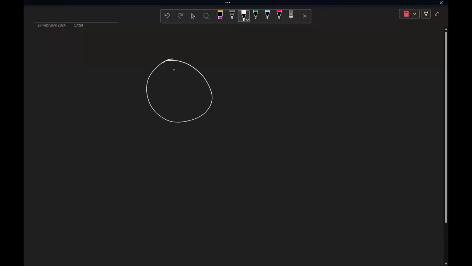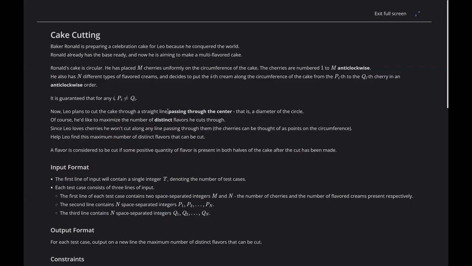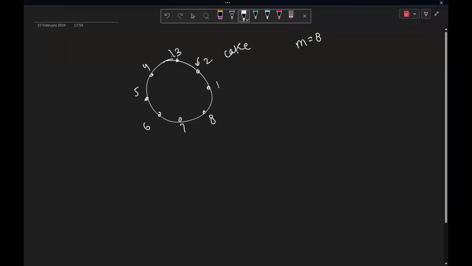What it says is there is a cake. This is a cake. It has some positions numbered from 1 to m. 1, 2, 3, 4, 5, 6, 7, 8, something like this. Here m is equal to 8. And there are some layers of cream. I think the word they used was cream. By the way, at these places, they have placed cherries. Some cherries are being placed at these places on the cake.